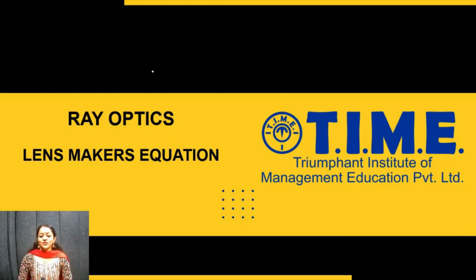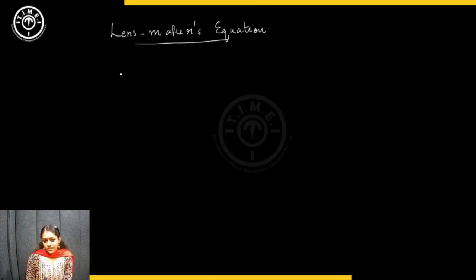In this session, we are going to discuss a very important topic from the chapter Ray Optics, that is lens maker's equation. It's a very important topic from competitive exam point of view. So, let's see what is lens maker's equation. Lens maker's equation is used to find the focal length of a lens or power of a lens.